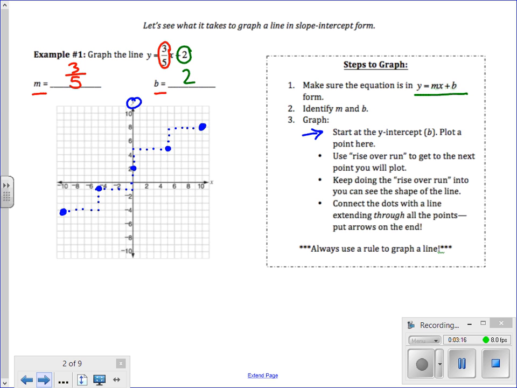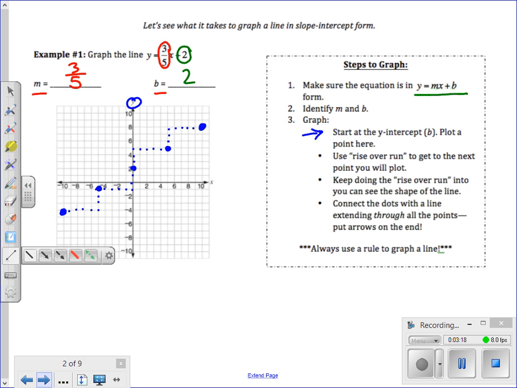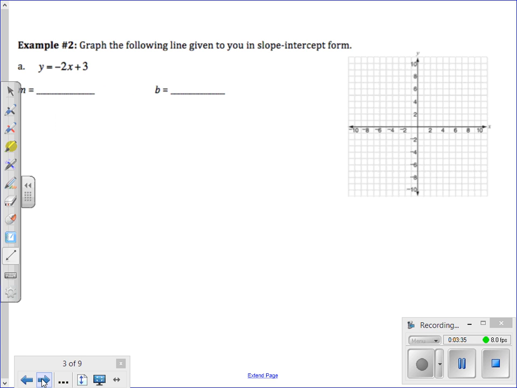Then I take a straight edge or ruler, and I draw a line between those points as accurately as I can. Okay. Always use a ruler. I'm a stickler for straight lines, but always use a ruler to graph your lines here. All right, let's look at another example. It says graph the following line that's given to you in slope-intercept form.